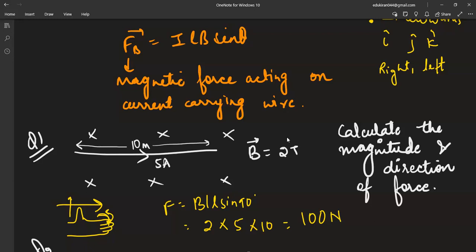Yes, Chavez, it would be J cap. You can write this as the complete answer or you can mention it as upwards. Tomorrow I'll show you this also, if you people are having any confusion.